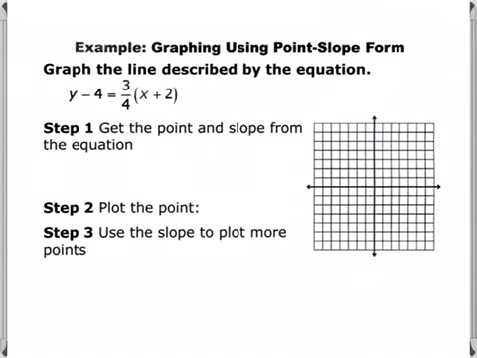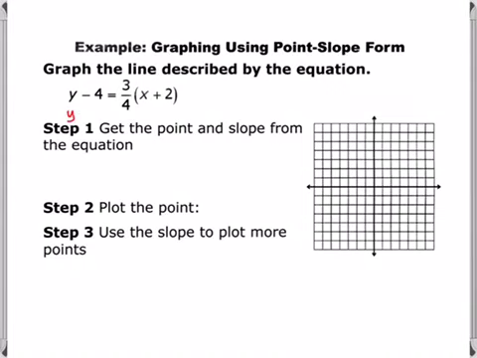In the next example, they're asking us to graph the line that is described in point-slope form. There are actually two ways to graph a point-slope line equation. You can either simplify it and turn it into slope-intercept form, or you can just use the point and the slope given to you in the equation to graph the line. So we're going to go ahead and identify the point and the slope from this equation.